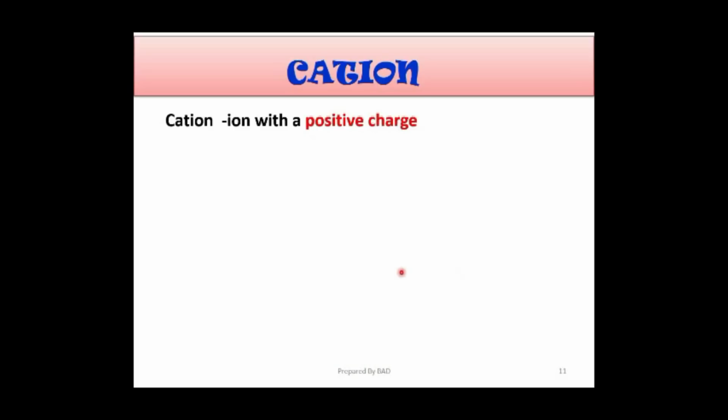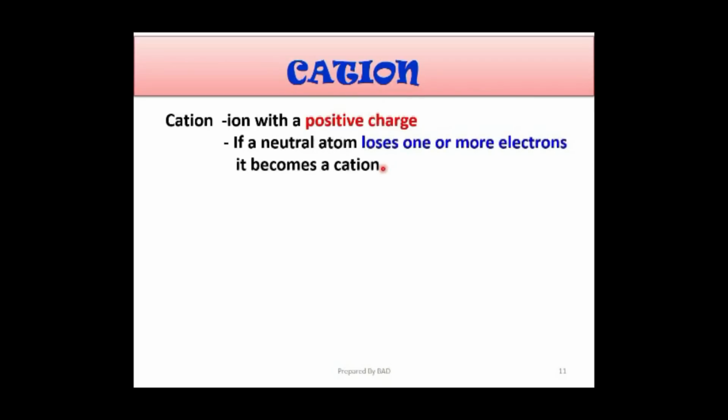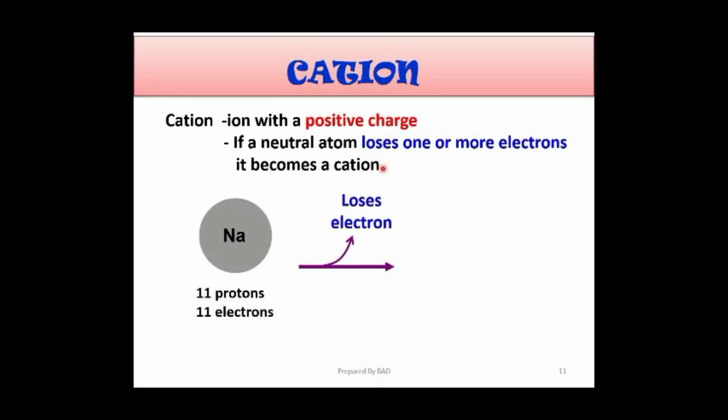So the species will exist as an ion. A cation is a positive charge. Positive charge means the atom lost one or more electrons. For example, a sodium atom loses one electron, it will become a sodium ion. So you can see the number of protons and electrons are different. Those are the differences between sodium and sodium ion.